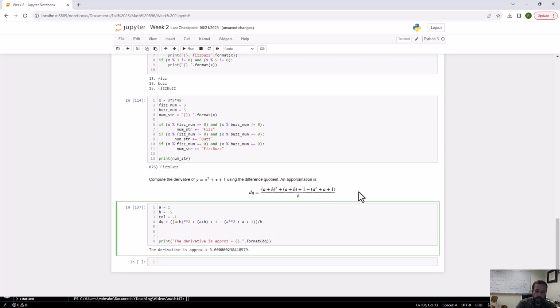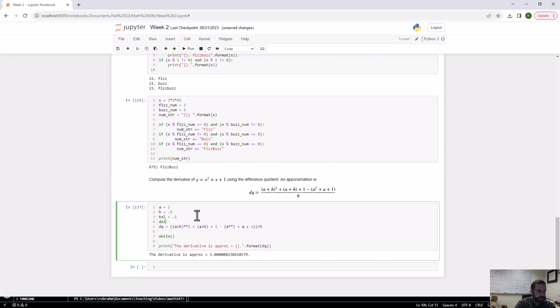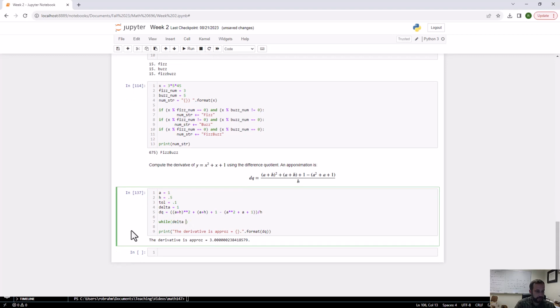And now we're going to do a new sort of thing that we haven't talked about yet, but it's similar to if. It's called while. So I'm going to put while, and I'm going to introduce a new variable called delta. Delta will be the difference between the two difference quotients. So delta are successive difference quotients. So I'm going to put delta as 1 now. So while delta is greater than tolerance. So delta is going to be our distance between successive approximations.